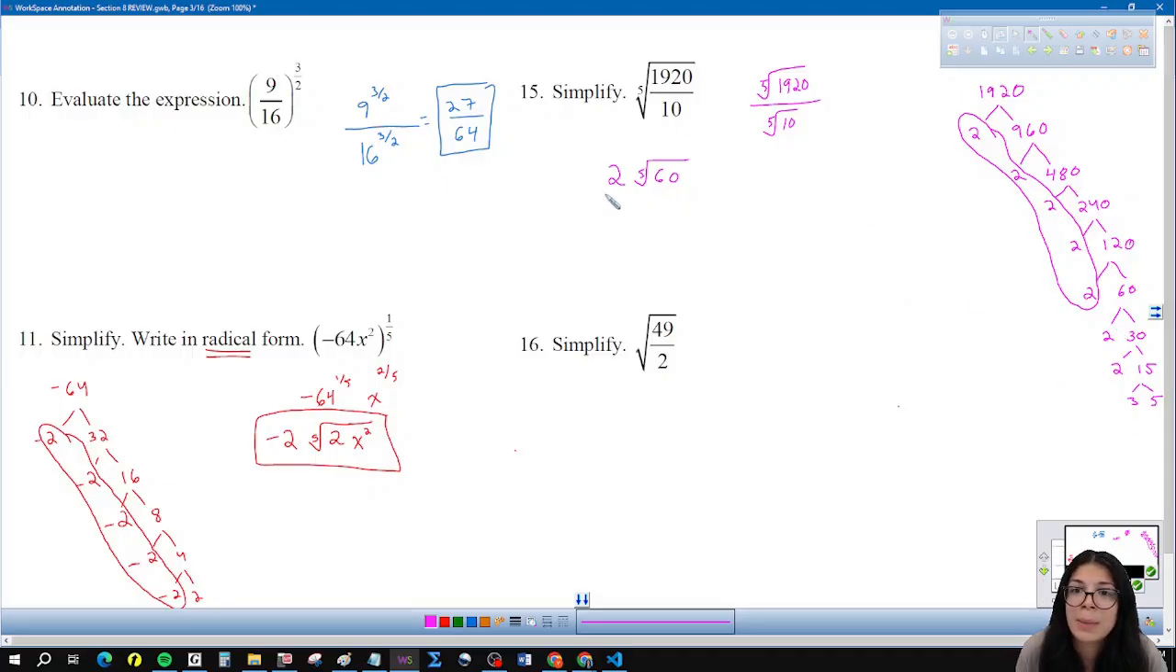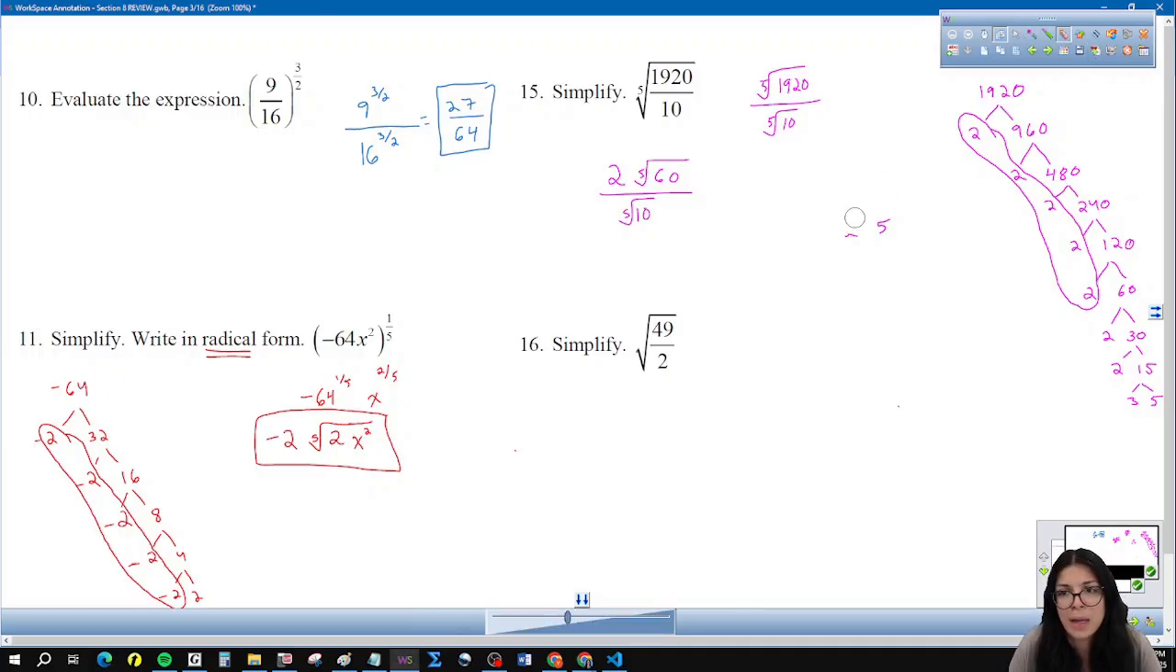Then on the denominator, we have the fifth root of 10. Now 10 is really just 5 times 2, right? So there's no 5 copies. So this fifth root of 10 would stay in the denominator, and that cannot be simplified at all.